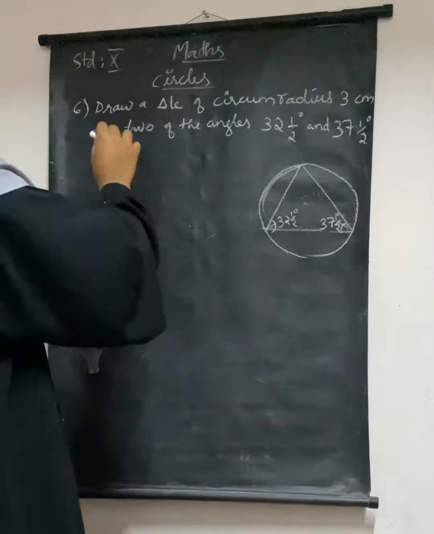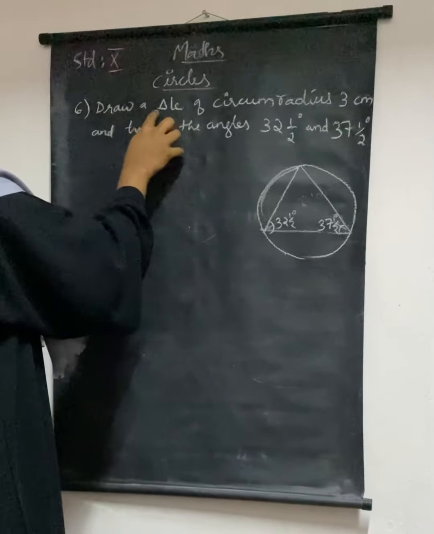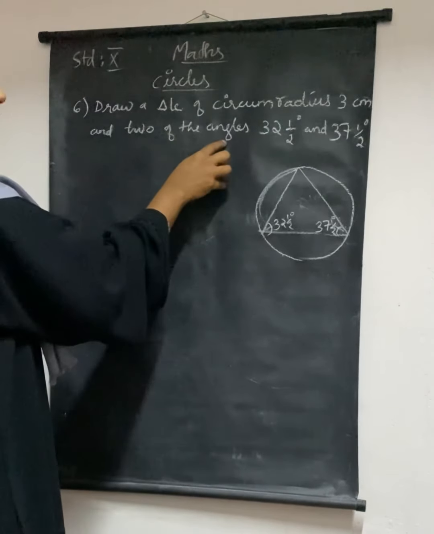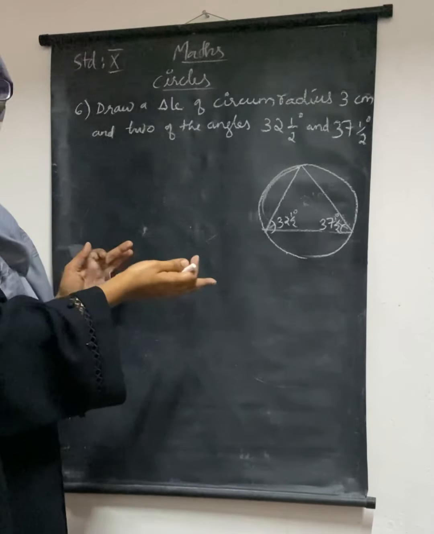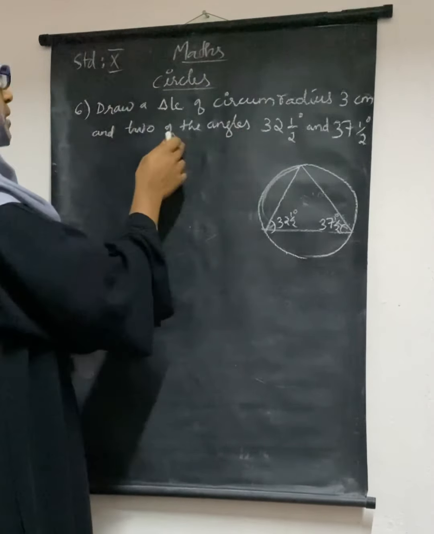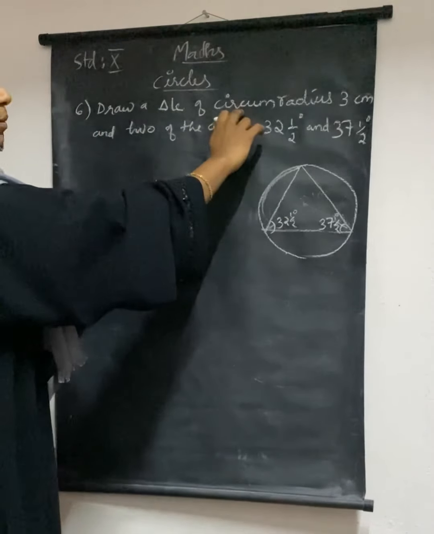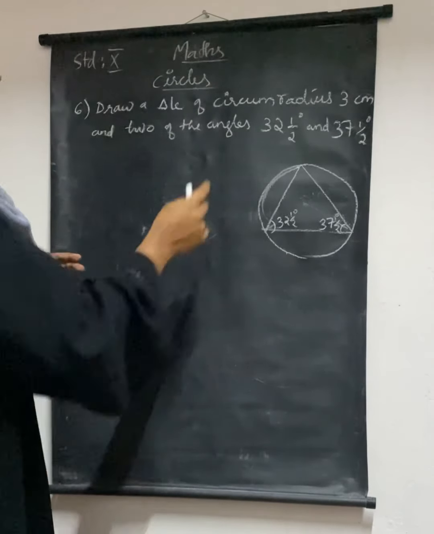Next, the same type of problem from your textbook. Question number 6. Draw a triangle of circumradius 3 cm and two of the angles 32.5 degree and 37.5 degree. Just now we did whatever that same kind of problem is that 32.5 degree and 37.5 degree. So you are asking about circumradius. Before they told circumcircle. So both are same it is.